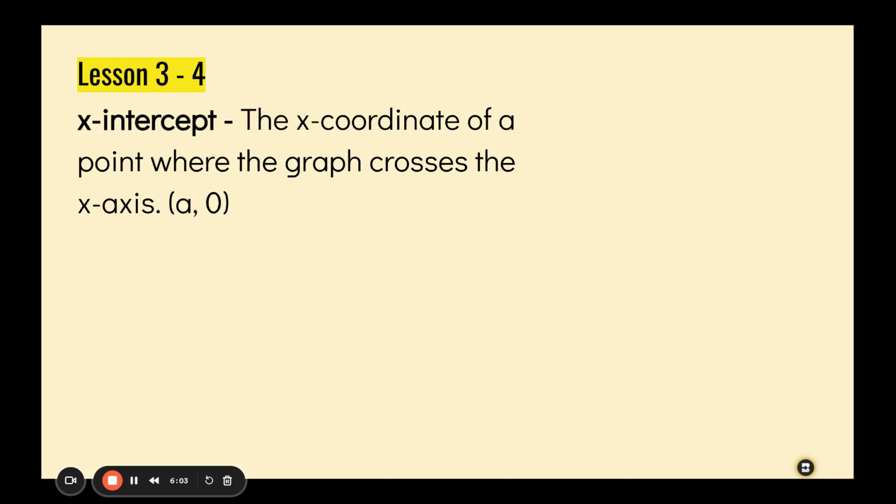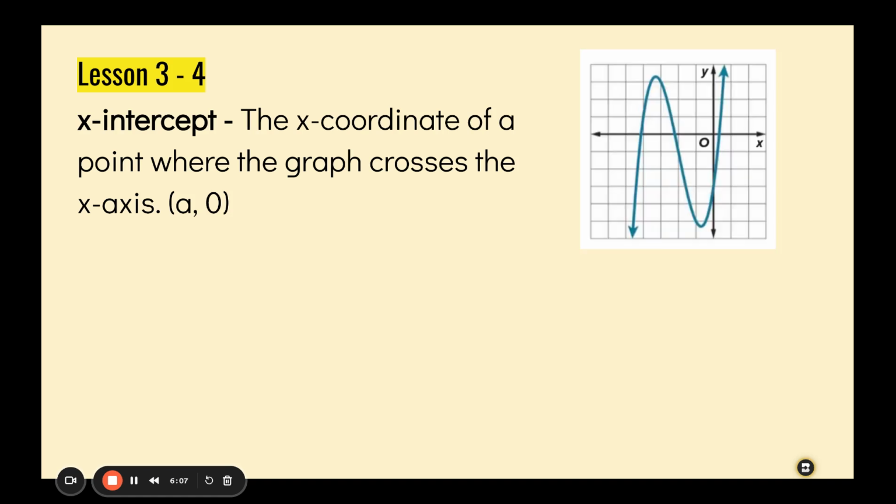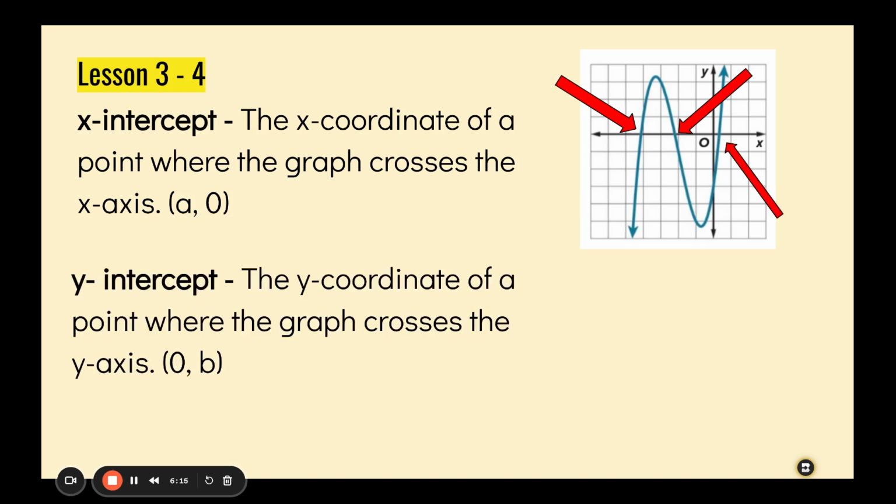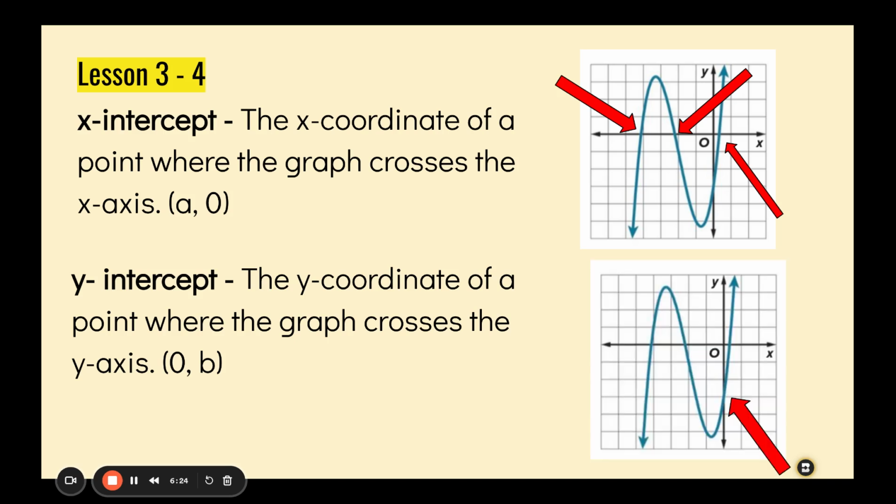X-intercept, the coordinate of a point that crosses over the x-axis. Okay, so I have this graph. This is an x-intercept, that's an x-intercept, and that's an x-intercept. Y-intercept, the coordinate of a point where the graph crosses the y-axis. So on this one, 0 is going to be the y value. That's the only place it hits the y-axis.